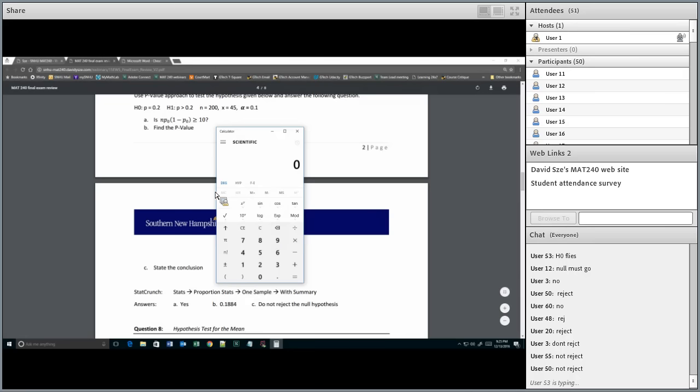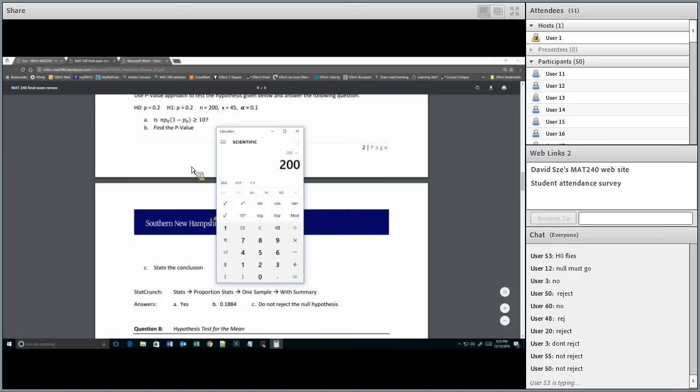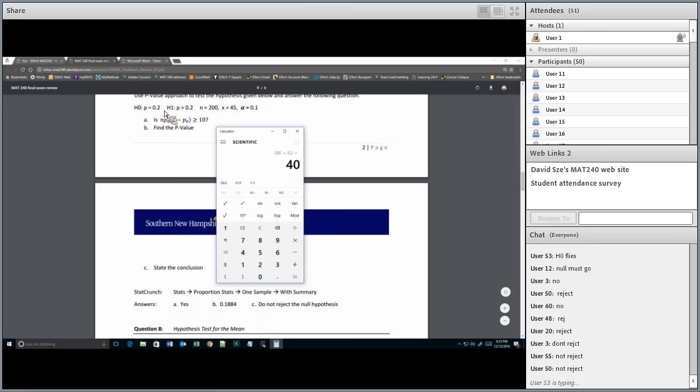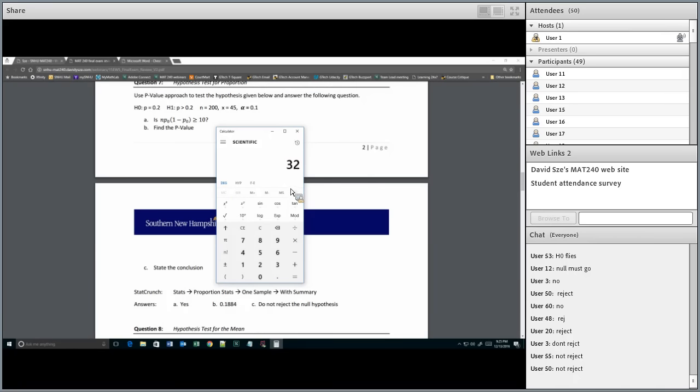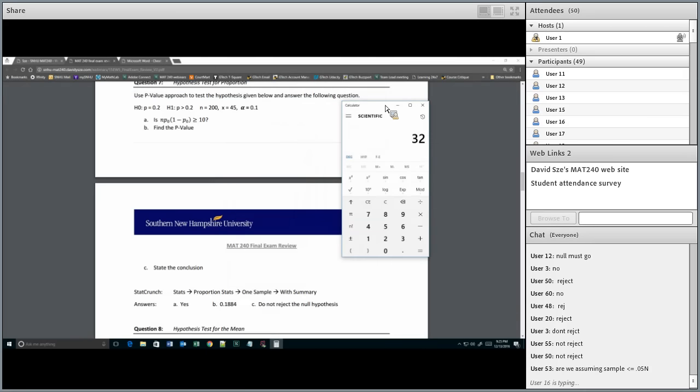Okay, so I'm going to do that here. N is given as 200, so it's 200 times P0, which is 20%, times 1 minus P0, 1 minus 0.2, or 80%, or 0.8. And that's my answer, 32. So is 32 greater than or equal to 10? Yes, it is. And if it is true that it's greater than 10, then we can carry out the hypothesis test. Yes, we are assuming that.